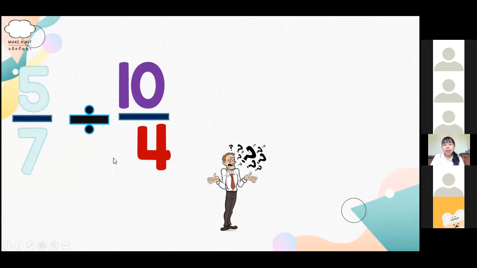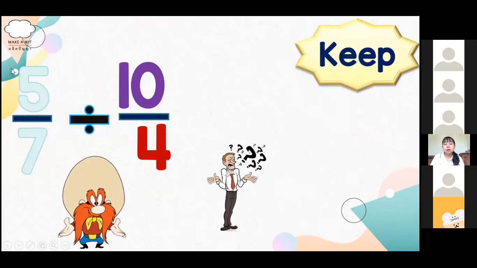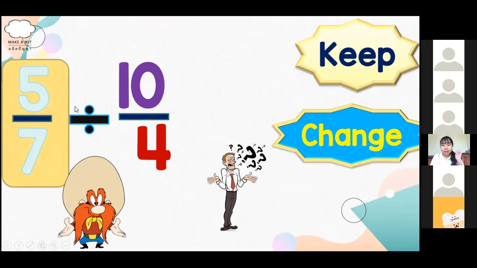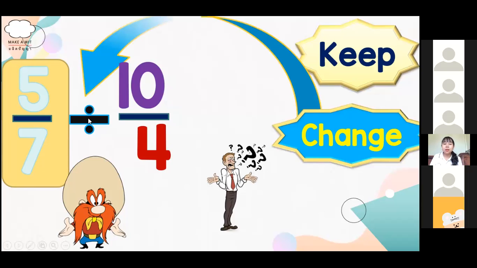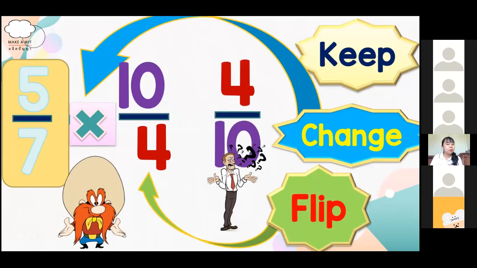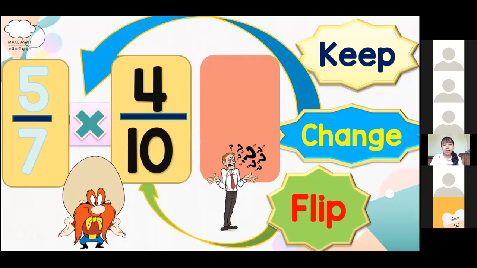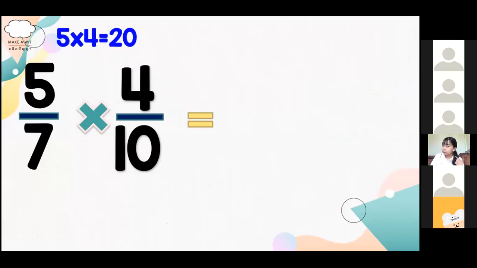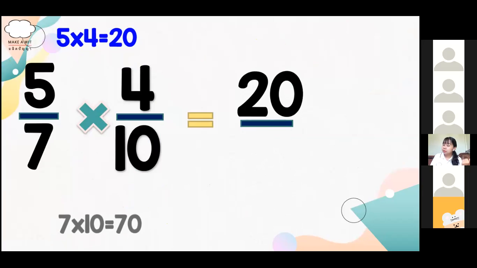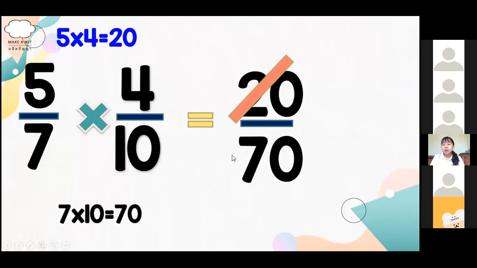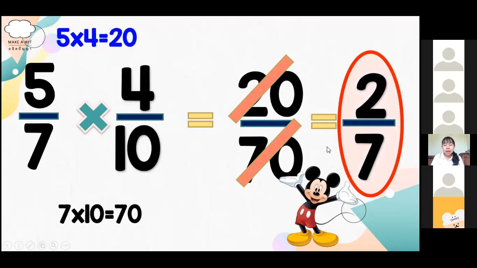Next, we have 5/7 divided by 10/4. Firstly, we keep the 5/7, and then we change divide into multiply. Good job. And then we flip, so it becomes 4/10. Now, what is the result of this one? 20/70. Good job. So make it into the simplest number, 2/7.